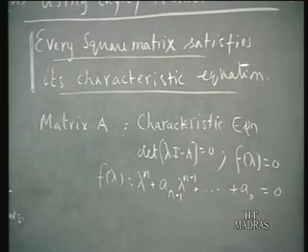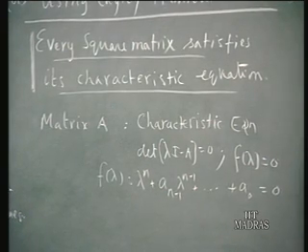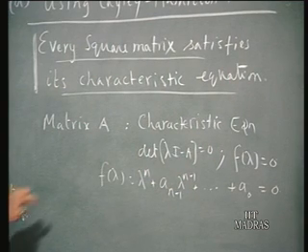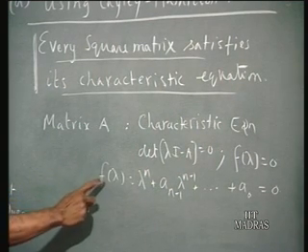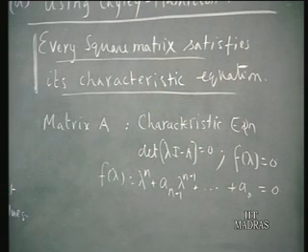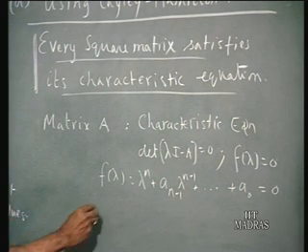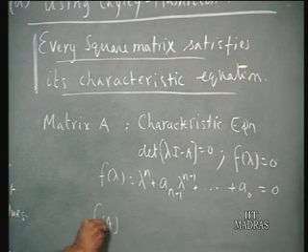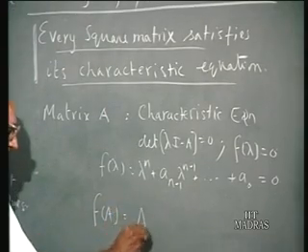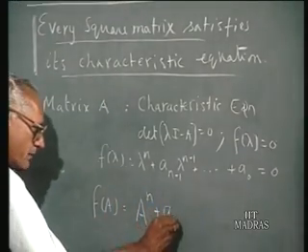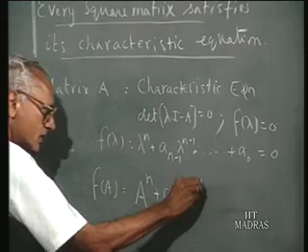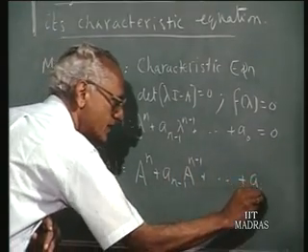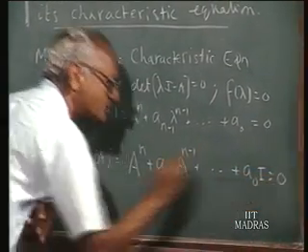Now what this Cayley-Hamilton theorem states is, if instead of the characteristic equation as a function of lambda, you set up the characteristic equation as a function of the matrix A, then also it is satisfied. That means this theorem states that f as a function of A, which means A raised to the power of n plus a n minus 1, A raised to the power of n minus 1, and so on and so forth, plus a naught I this time, equals 0.